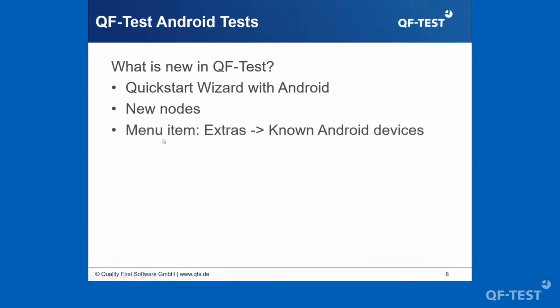In the menu Extras, there's a new menu item, Known Android devices. So you can see which virtual devices have been installed on your computer and which real device is connected. The virtual devices don't have to be up and running. They just need to be created. And QFTest will show you the options, because you want to see what you can test on that computer.